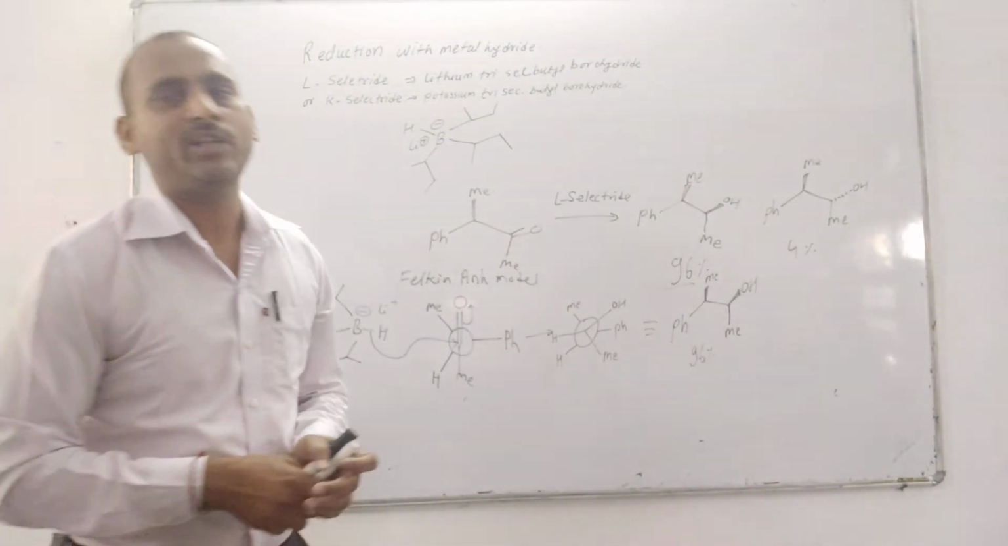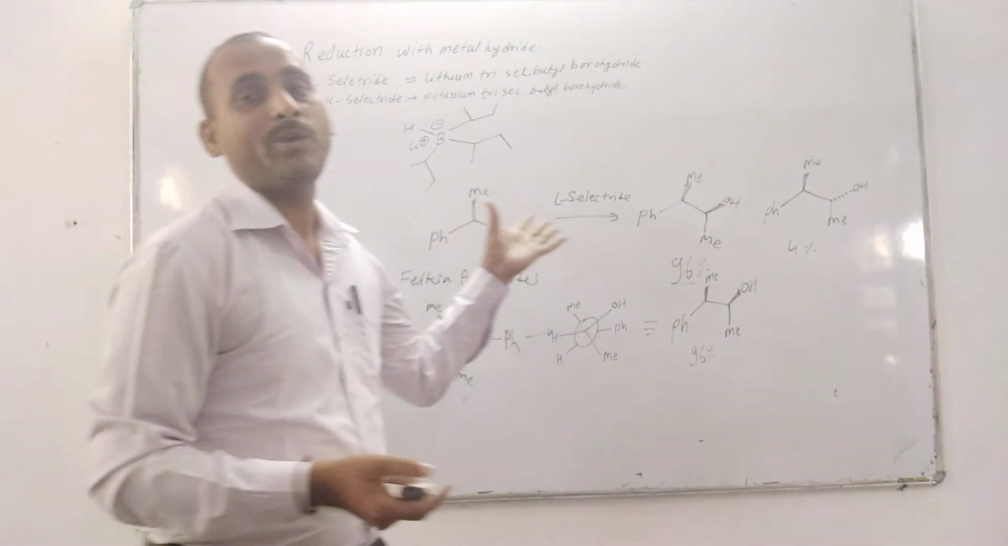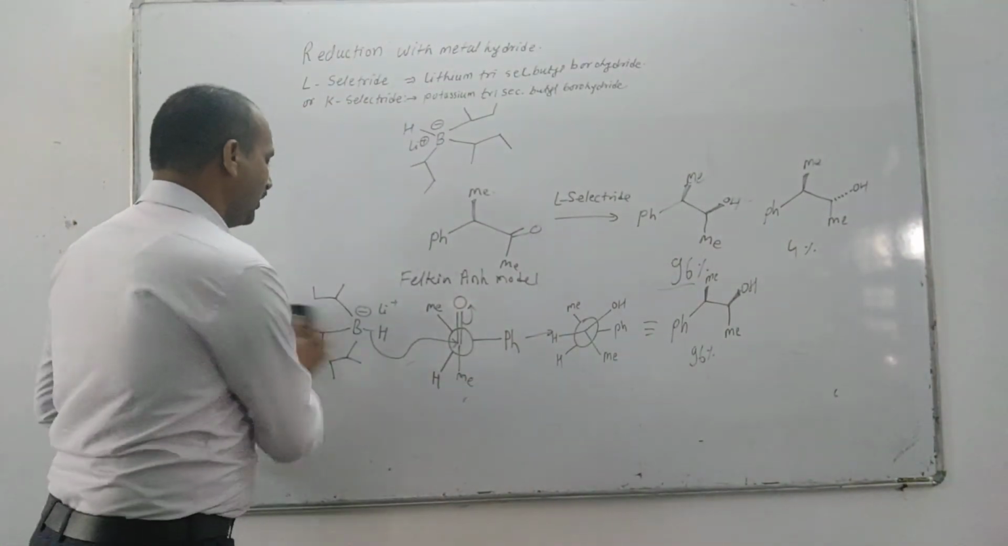Means stereoselectively one diastereomer is obtained, one is the major product. Now let's see another type of example for the reduction.